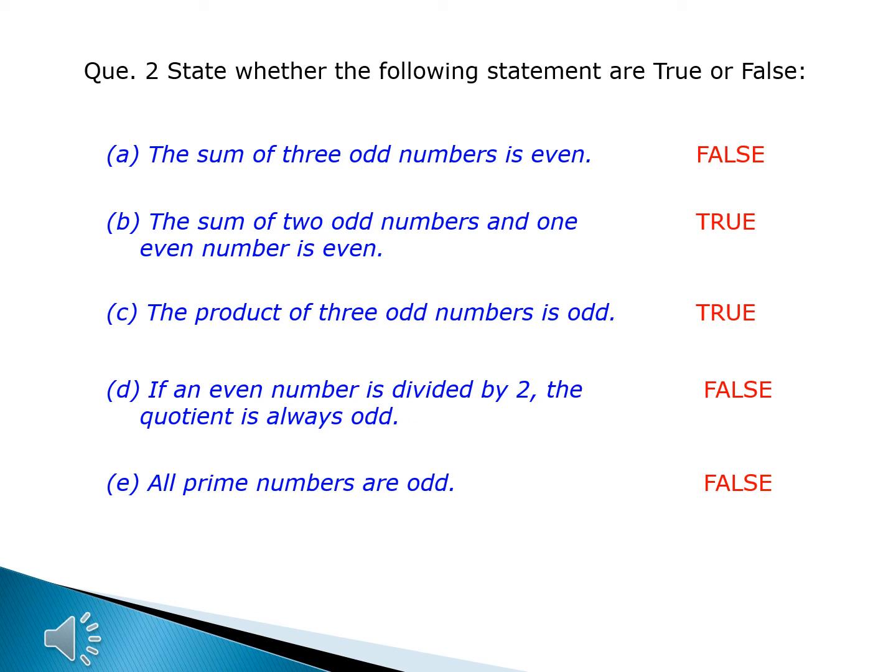Second is, the sum of two odd numbers and one even number is even. The statement is true. The product of three odd numbers is odd. It is also true. If an even number is divided by 2, the quotient is always odd. So this statement is false. All prime numbers are odd. This is also a false statement.